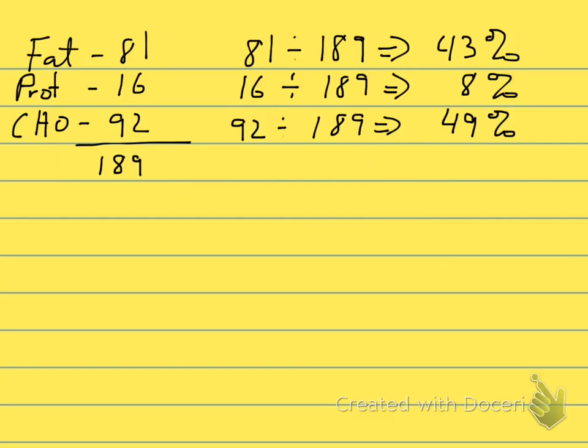So we've learned how to calculate calories given known quantities of fat, protein, and carbohydrate in terms of grams. And then from those calories that we calculated, we can determine what percent of calories are coming from each of the calorie-yielding nutrients.